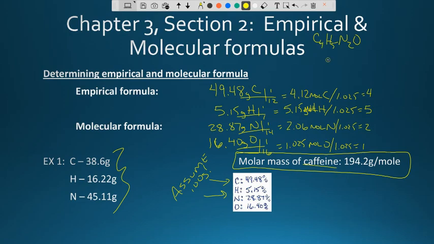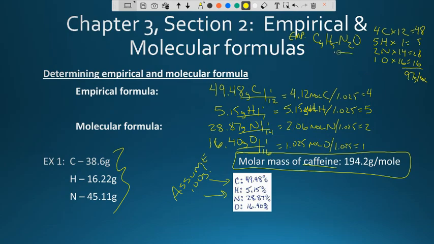So the question is, how much bigger is this compound than the empirical formula? Remember, this is my empirical. So the question is, what's the mass of this? So I go 4 carbons. If I had a mole's worth, I have 4 carbons, 5 hydrogens, 2 nitrogens, 1 oxygen. This is 12, this is 1, 14, and 16. So 48, 5, 28, and 16. That formula mass of the empirical formula ends up being 97 grams per mole.